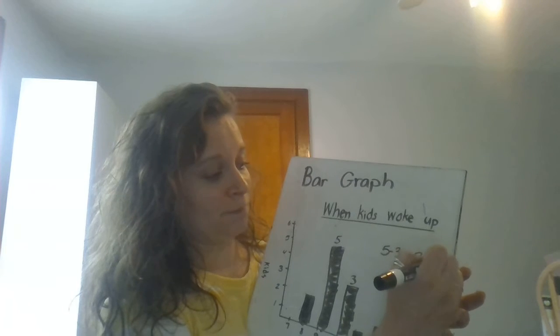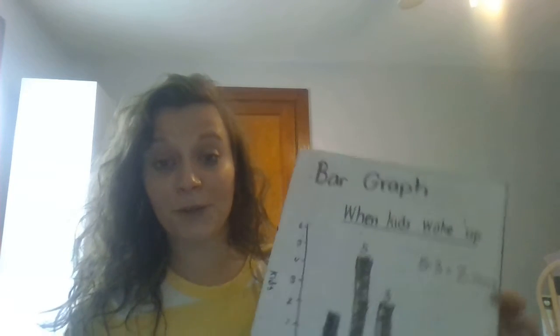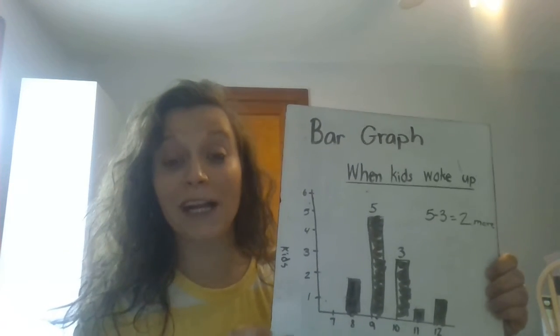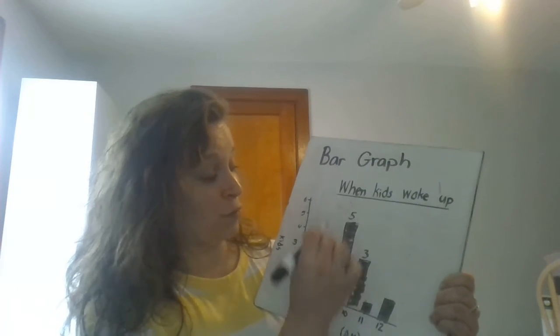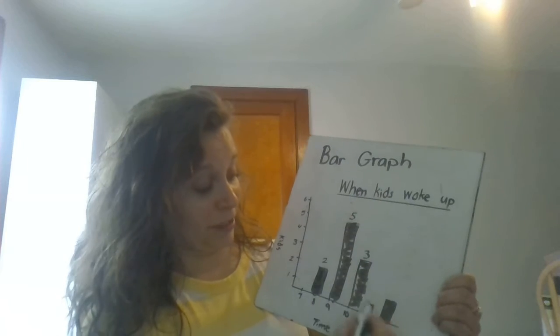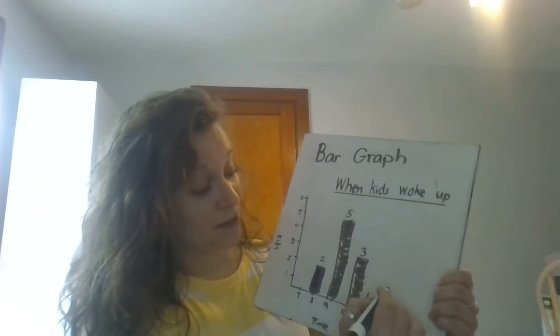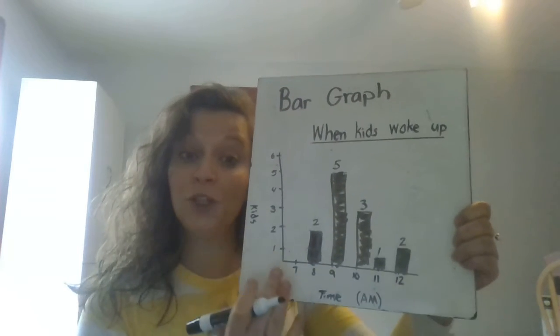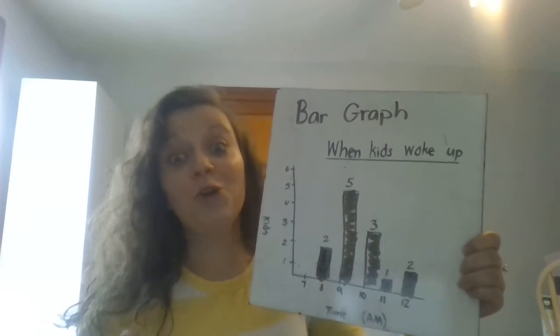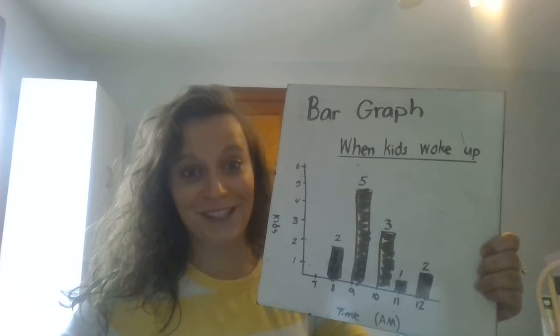2 more people. Sometimes it might also ask you a question like, how many people did I look at all together? Well, now we would have to go and count. 2 plus 5 is 7, plus 3 is 10, plus 1 is 11, plus 2 is 13. So we looked at 13 people all together. So make sure you understand how to read your bar graph so you can also answer those questions.